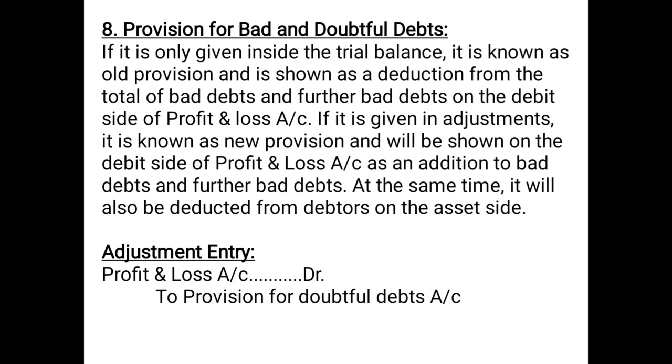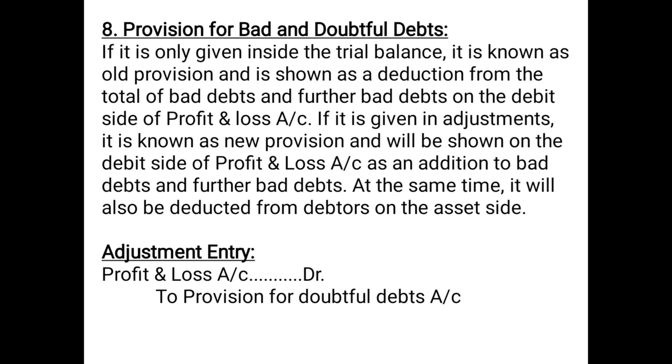So the provision for bad and doubtful debts which is given inside the trial balance is better known as old provision, and the provision for bad and doubtful debts which is given outside the trial balance as an adjustment is better known as new provision for bad and doubtful debts. So first of all, let us discuss what is to be done with the new provision.